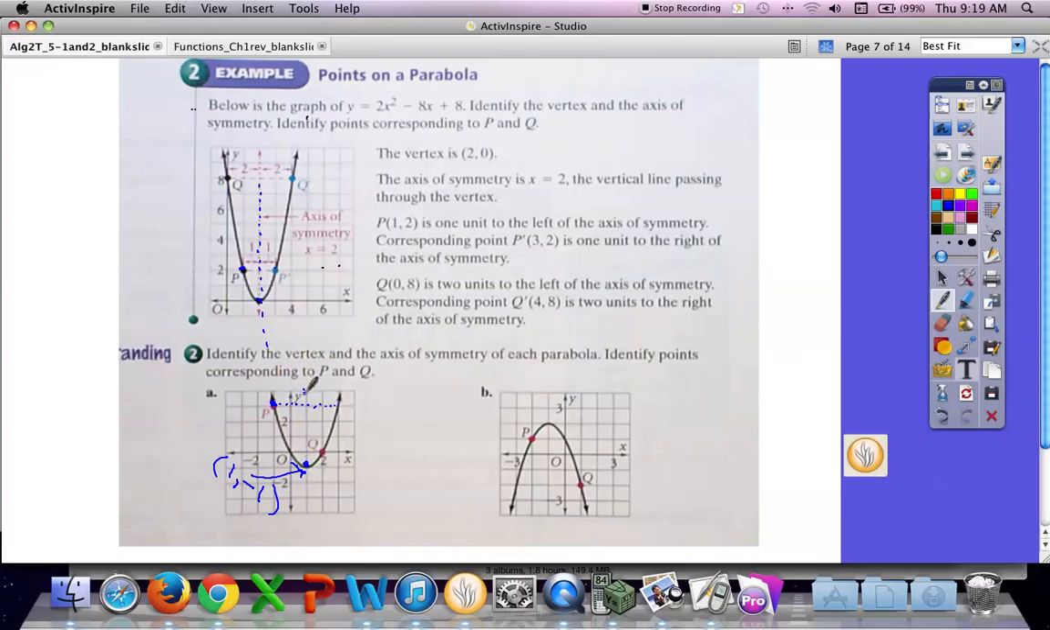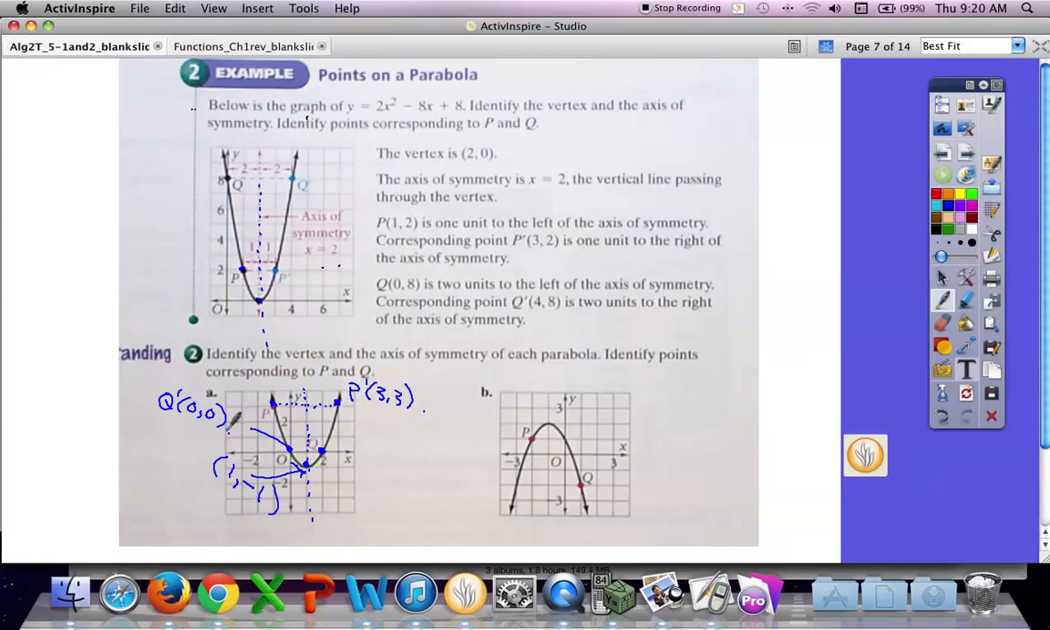So, you know, there's the axis of symmetry, right? If P is 2 to the left, then there must be another point 2 to the right. What are the coordinates? Okay. So this is the P prime, and it looks like it is 3, 3. Right. What's the corresponding point to Q? Here's Q. Okay, that's 1 to the right of the axis, so if we go 1 to the left, you're at Q prime, which is 0, 0.